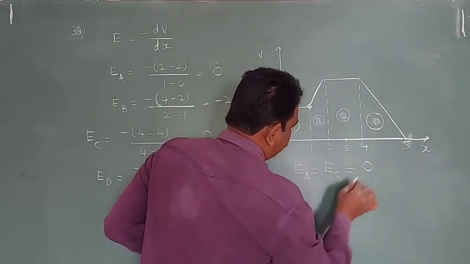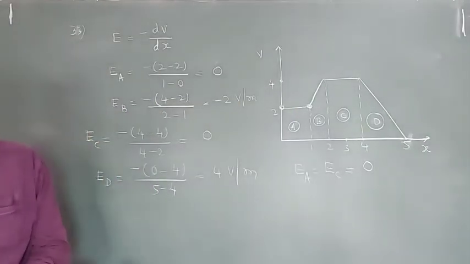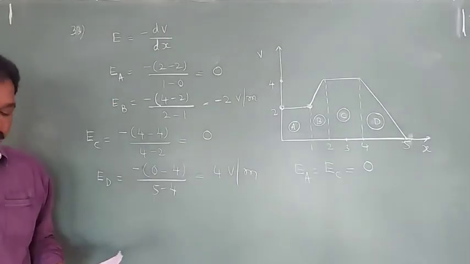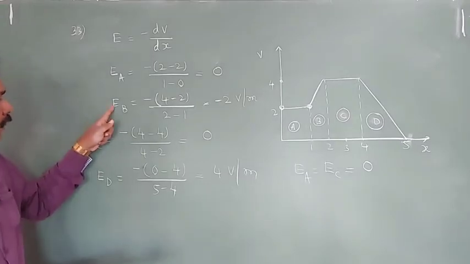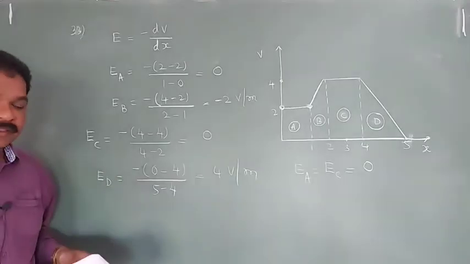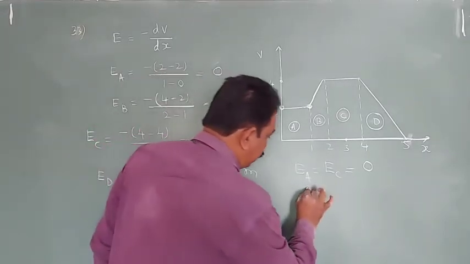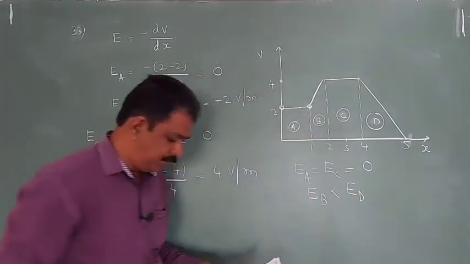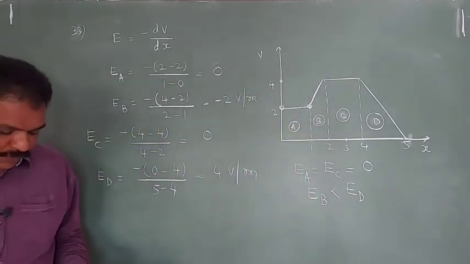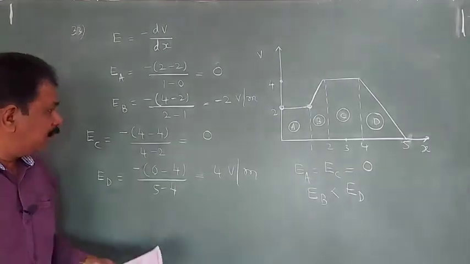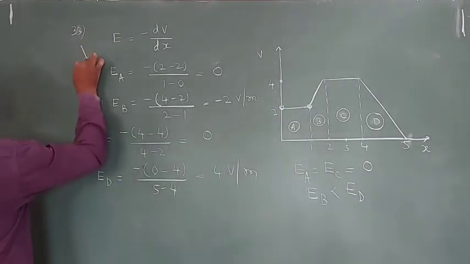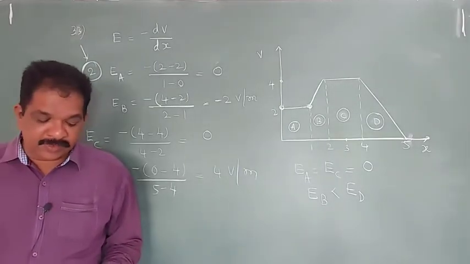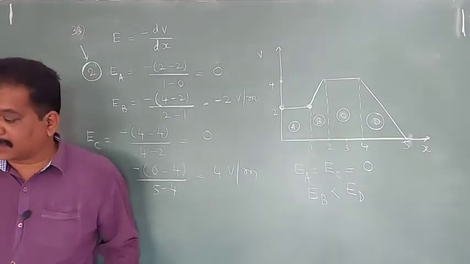EA is equal to EC, that is equal to 0. EB, ED values, if we compare, EB value will be less than ED. So EB less than ED. Okay. So 33, it will be second option. Okay. That is about 33. Next 34.